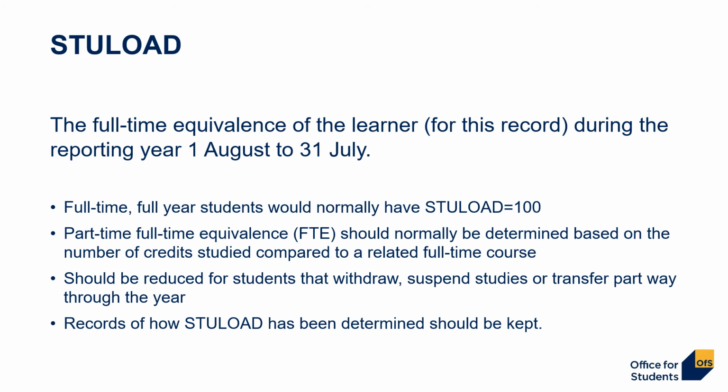Then part-time, full-time equivalences should normally be determined based on the number of credits studied compared to the related full-time course. So, for example, if you had a 2-year full-time HND and the equivalent part-time course was studied over 4 years, where they were doing half the number of credits each year compared to the full-time course, then the STULOAD for the part-time students would be 50 per year, as that's half the amount as the full-time student.